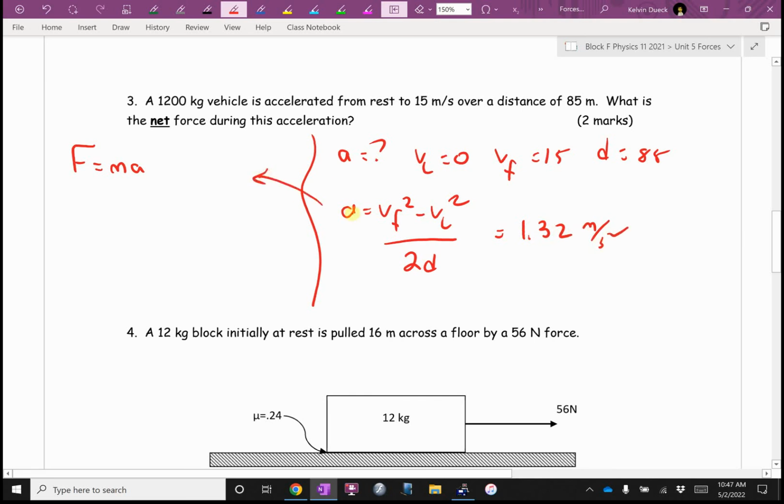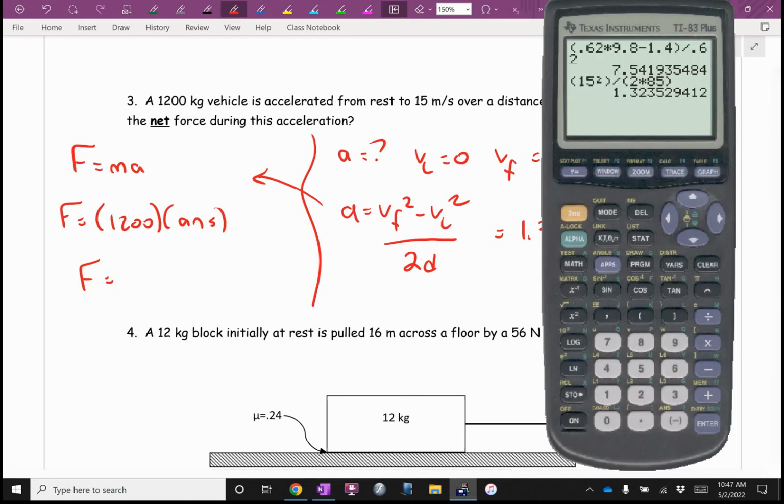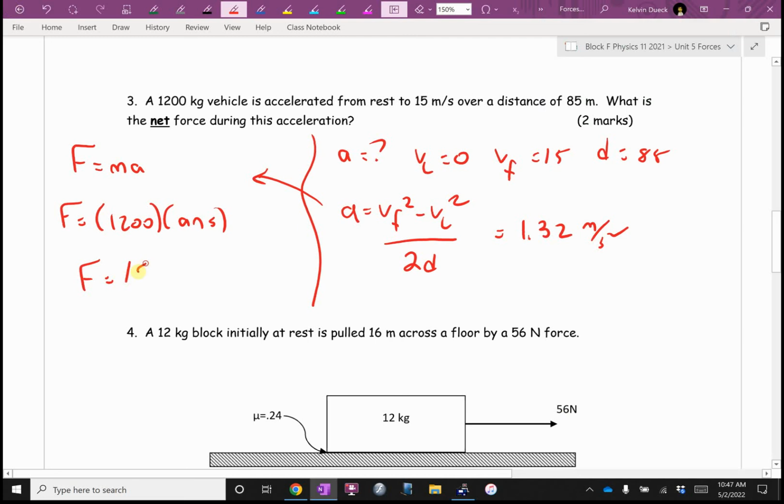I'm going to walk it over to here. F equals 1200 times my answer button. You get 1,588. I'll go to 3 sig figs, 1,590 newtons. If you got that, 2 out of 2.